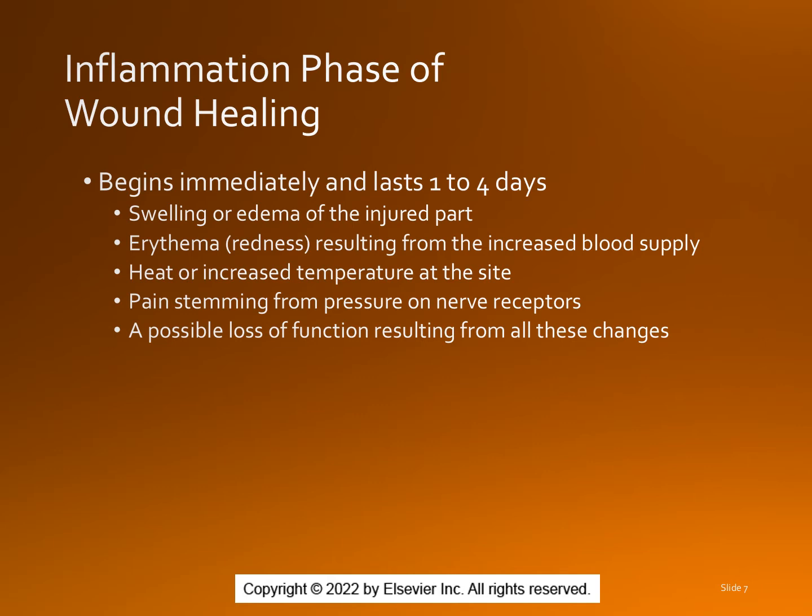Reactions that are more chemical will bring phagocytic neutrophils to cleanse the wound. The phagocytic cells will then remove debris and protect against any bacterial invasion by phagocytosis. The clinical signs of the inflammatory process include edema, erythema, which is redness, heat or increased temperature at the site, pain stemming from pressure on the nerve receptors, and a possible loss of function due to those other changes.